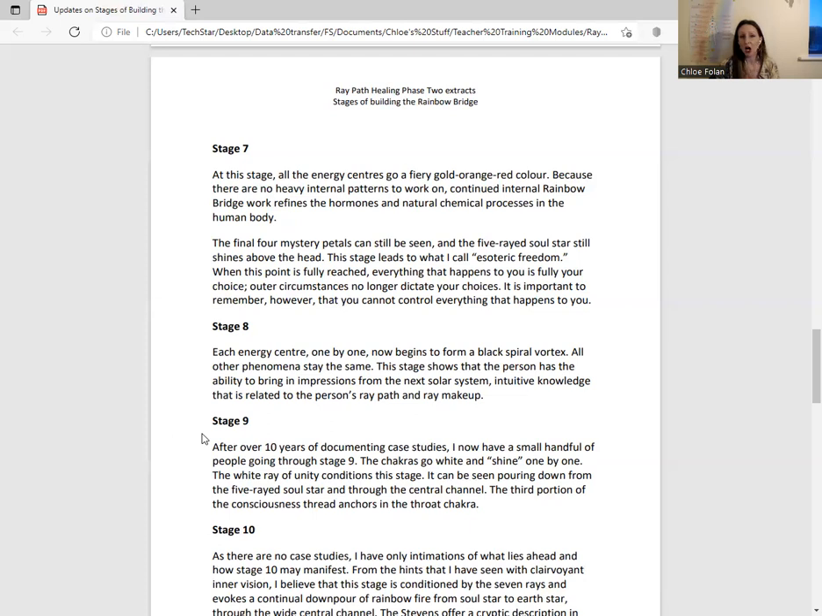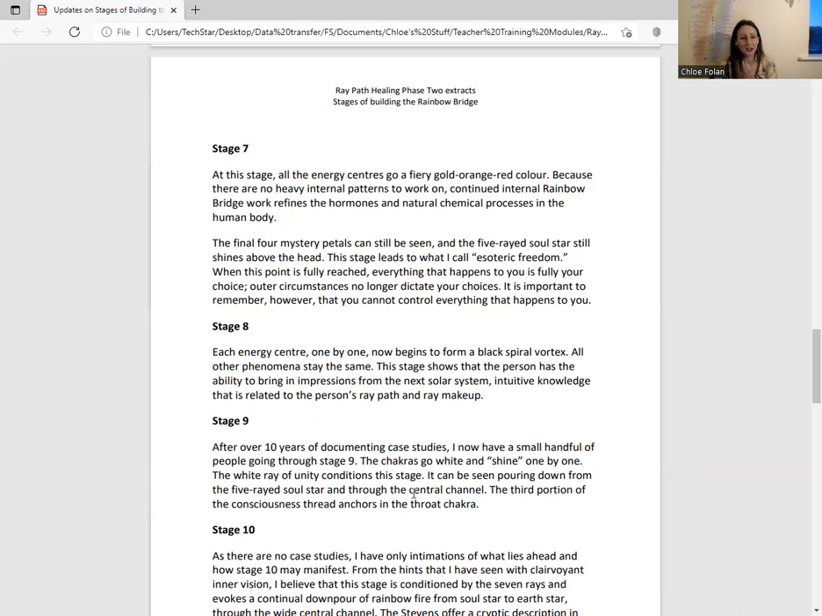So stage 9. This was the main thrust of this video. After 10 years of documenting case studies, I now have a small handful of people going through stage 9. The chakras go white and shine one by one. The white ray of unity, the 7 main rays of life combined, conditions this stage, meaning there are rays that condition each of these stages.